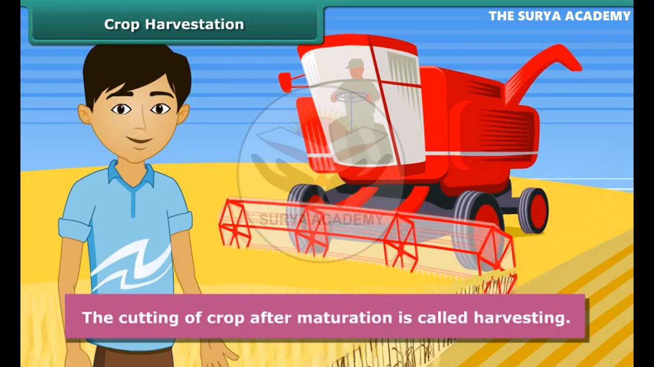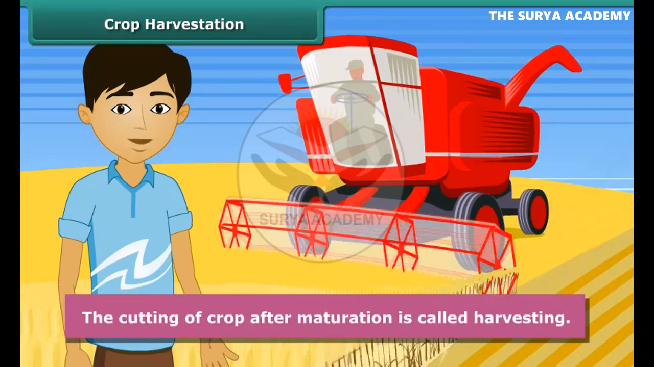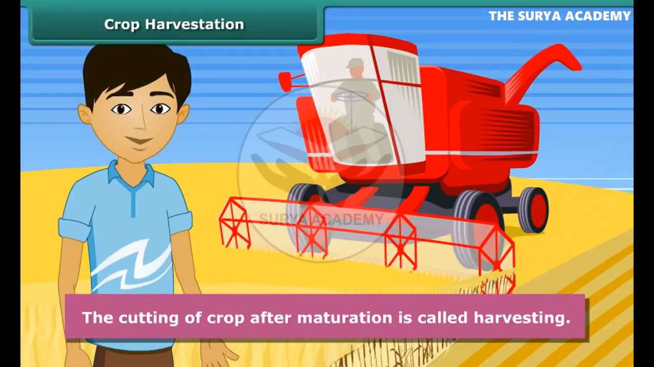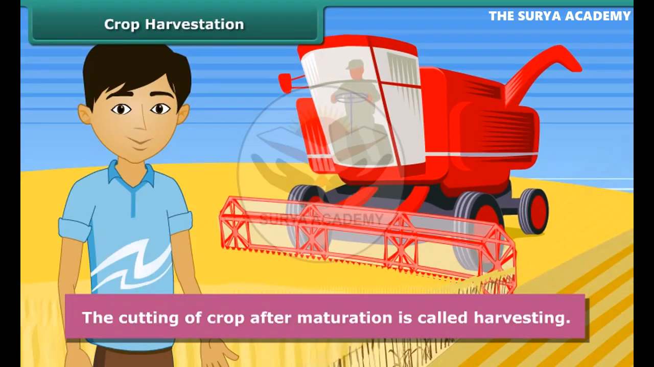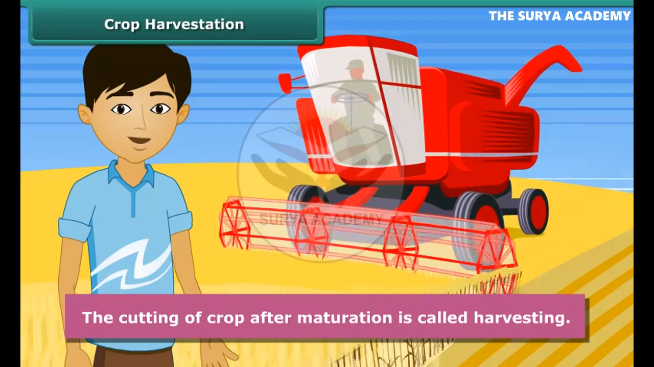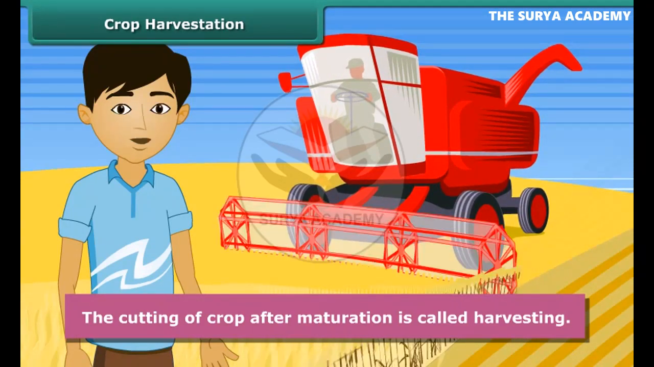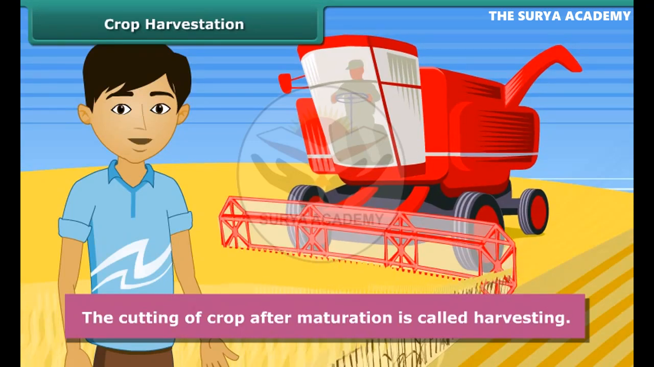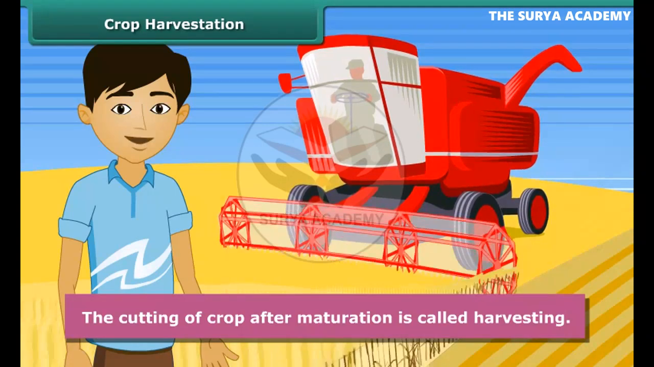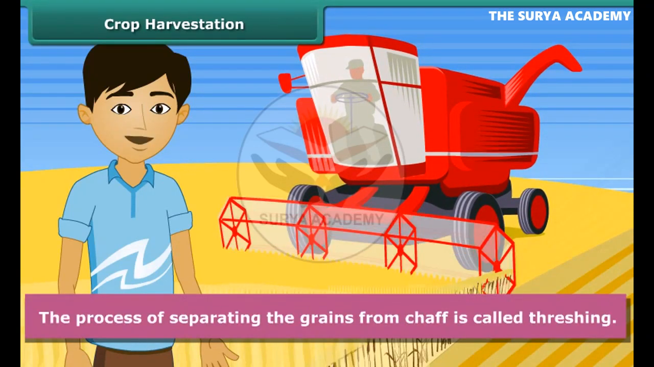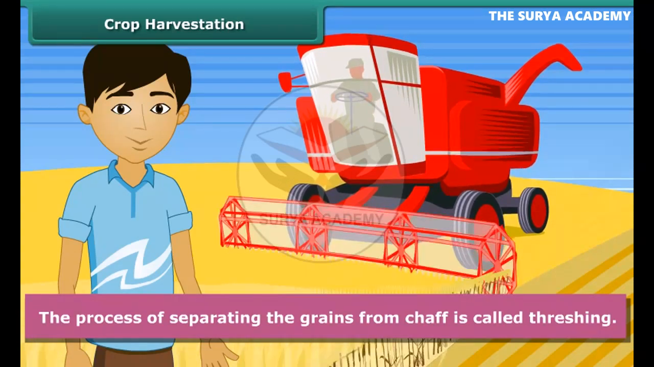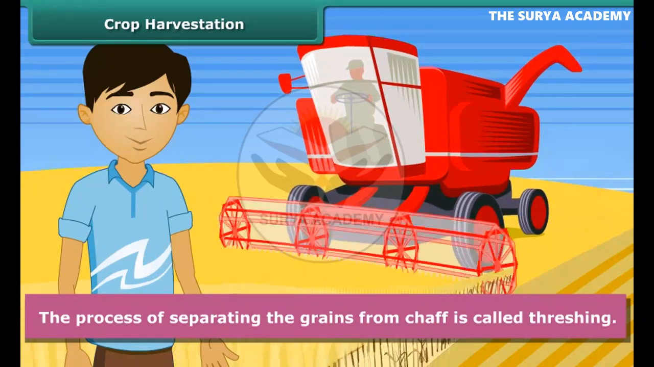Friends, what do you think the farmers do after the crop is mature? Yes, he cuts the crop. This process is called harvesting, and it is an important task. Now let us know how the harvesting is done. In the harvesting process, crops are pulled out or cut close to the ground by using a sickle or a machine called a harvester. After this, the grain seeds are separated from the chaff. This process is called threshing.